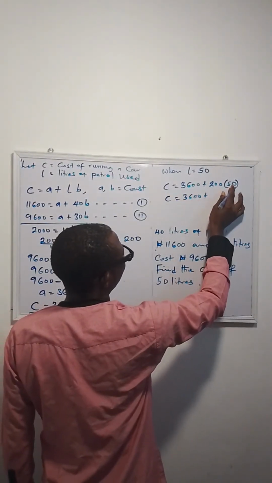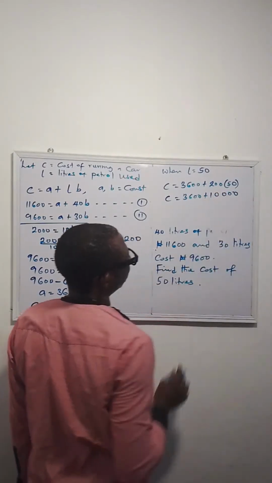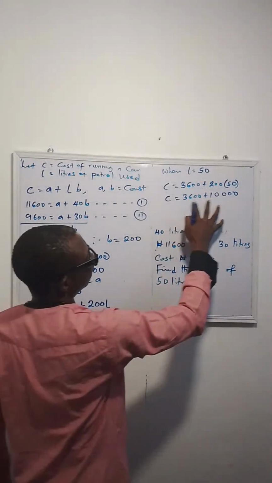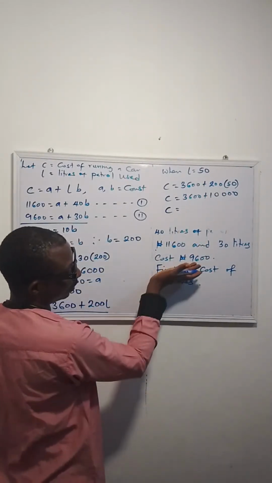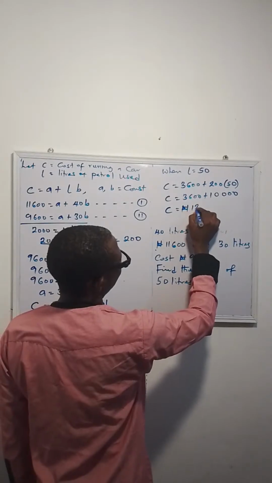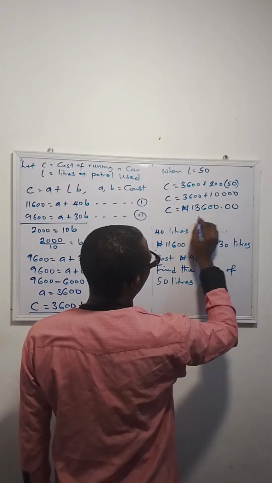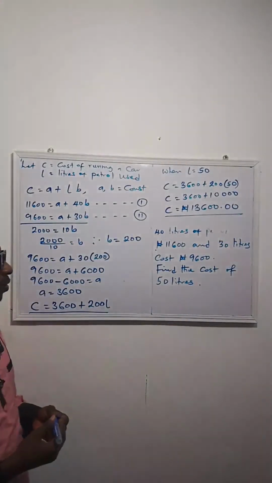That is going to give you 3,600 plus 10,000. Then you add this and this together. Since we are talking about money and it's in Naira, you have 13,600.00 kobo. So this is going to be the cost of 50 liters.